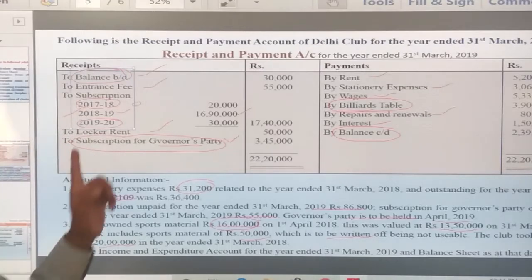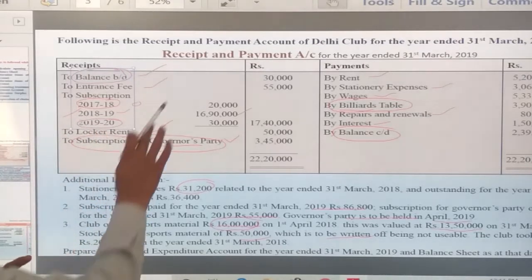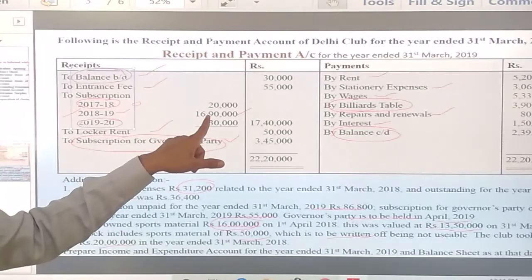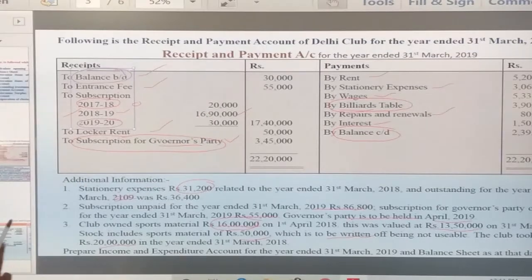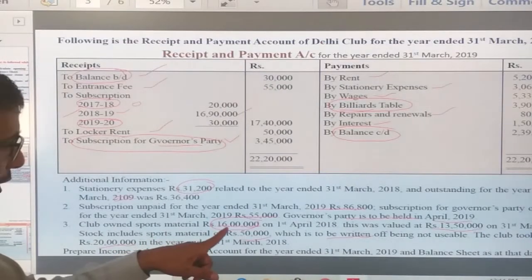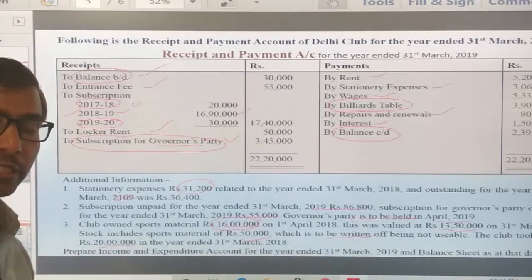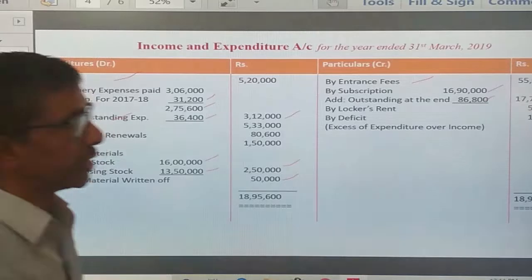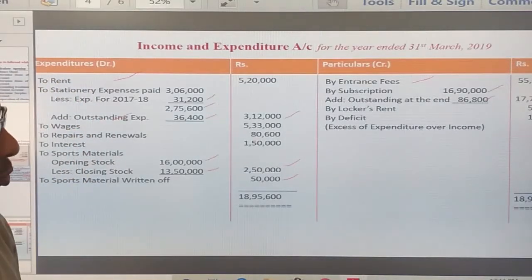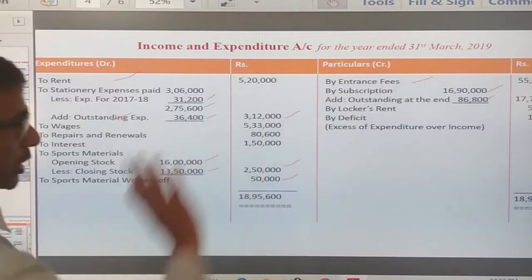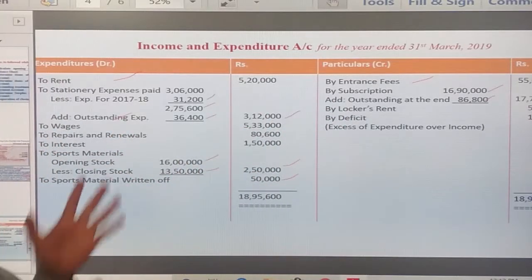This is the next year, so this also we do not have to show here in the income and expenditure account. Only we have to show 16 lakh 90,000. From the additional information, take this 86,800 outstanding. Add this. After adding this, it comes to 17 lakh 76,800. After this, here it is given local rent 50,000. No other additional information. So local rent we have shown. All items we have shown.